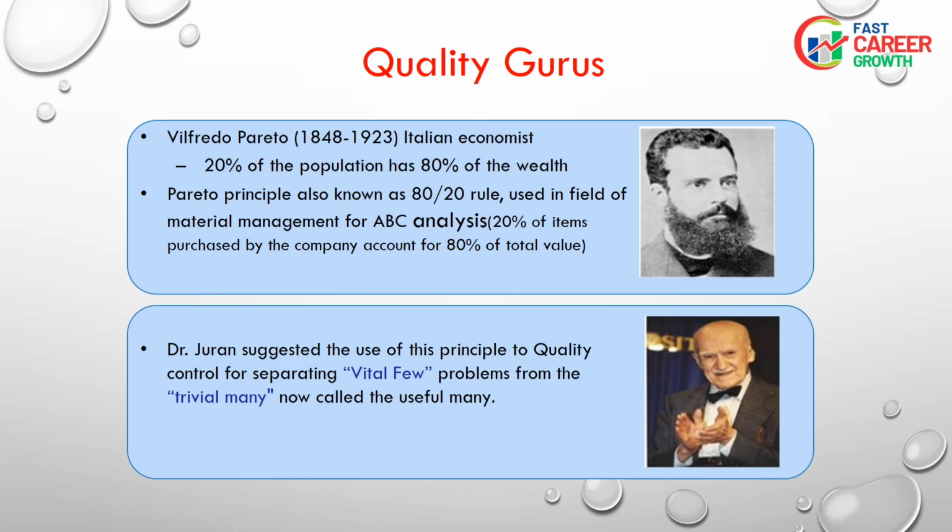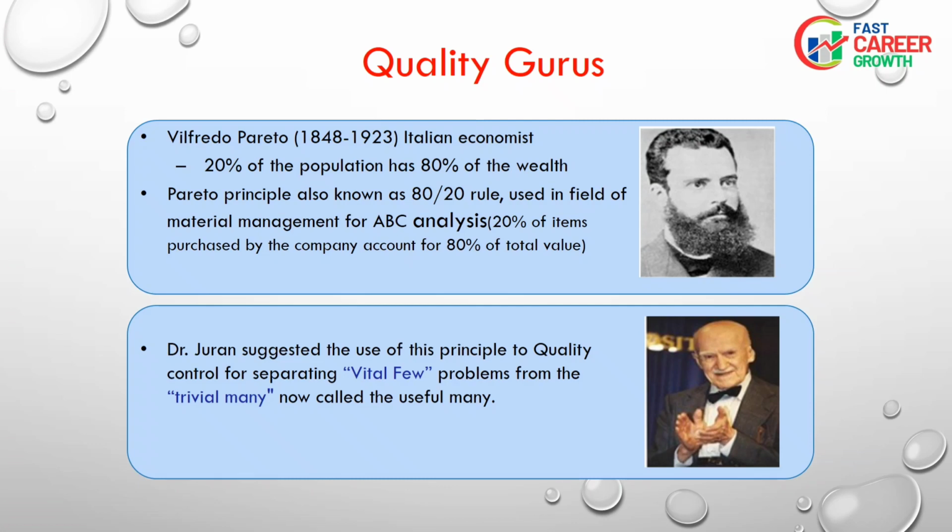Dr. Joseph M. Juran, a renowned quality management expert, is well known for his contributions to the field of quality control and improvement. He introduced the concept of separating the vital few problems from the trivial many, which has since evolved and is now often referred to as distinguishing the useful many from the trivial many. This concept is a fundamental principle in quality control and quality management, and it plays a significant role in achieving and maintaining high levels of quality in various processes, products, and services.